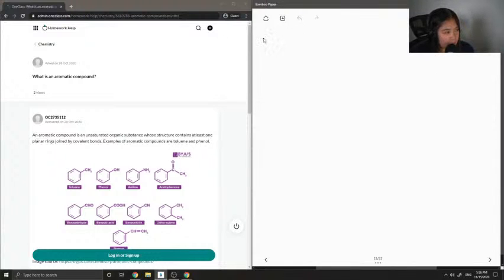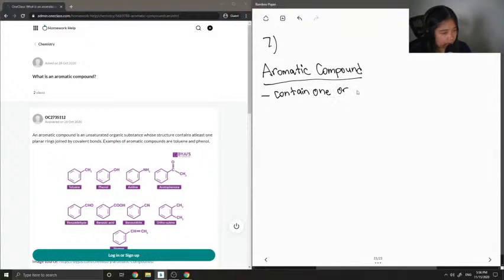Okay, so moving on to question 7. What is an aromatic compound? Okay, so aromatic compounds contain one or more rings with pi electrons.